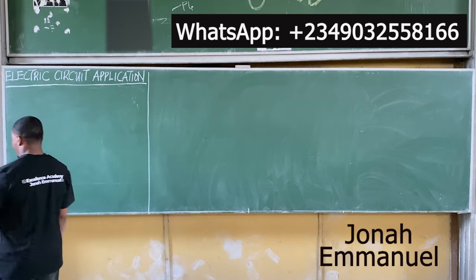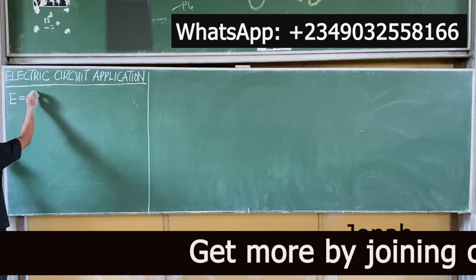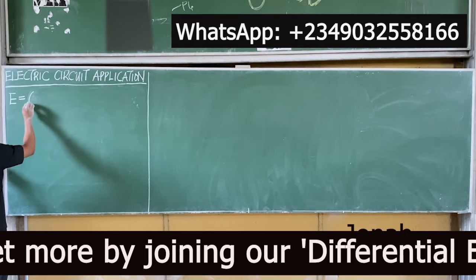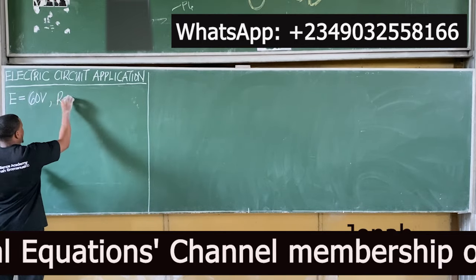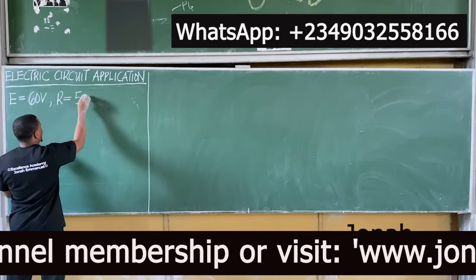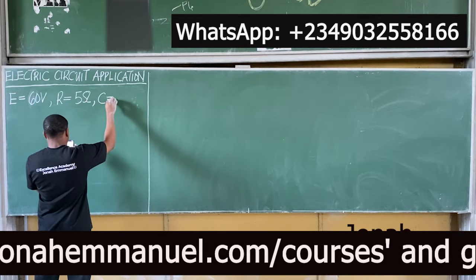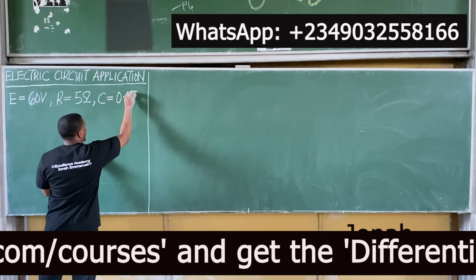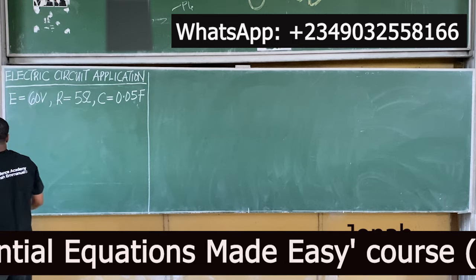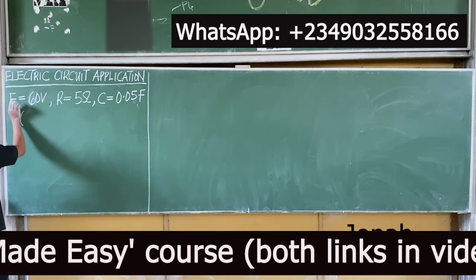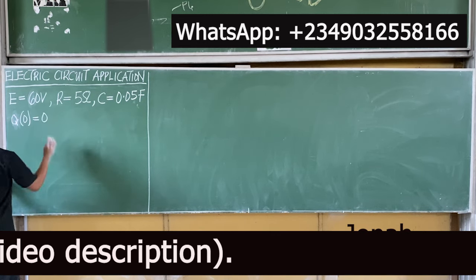All right, so how do we solve that? The first thing we want to do is to list the parameters. They give you electromotive force E: 60 volts. What else were you given? Resistor R of resistance 5 ohms. Capacitor of capacitance 0.05 farad. And you're also given that Q of 0 is equal to 0.